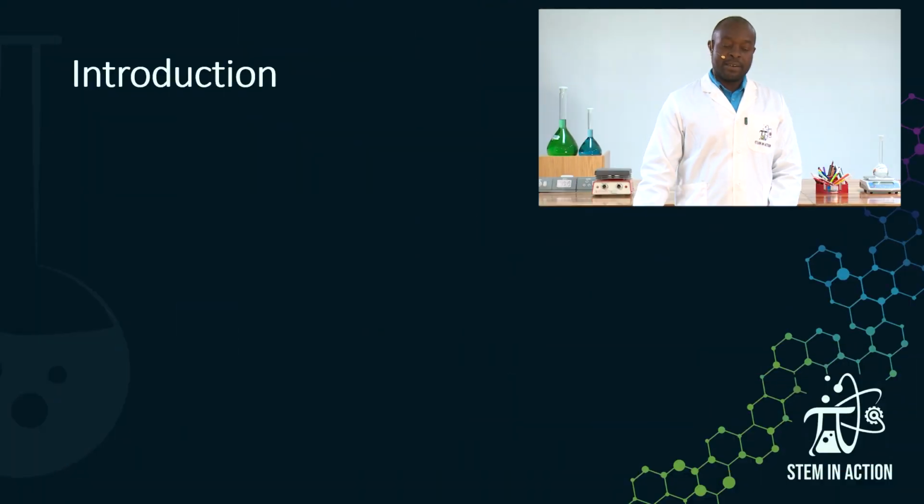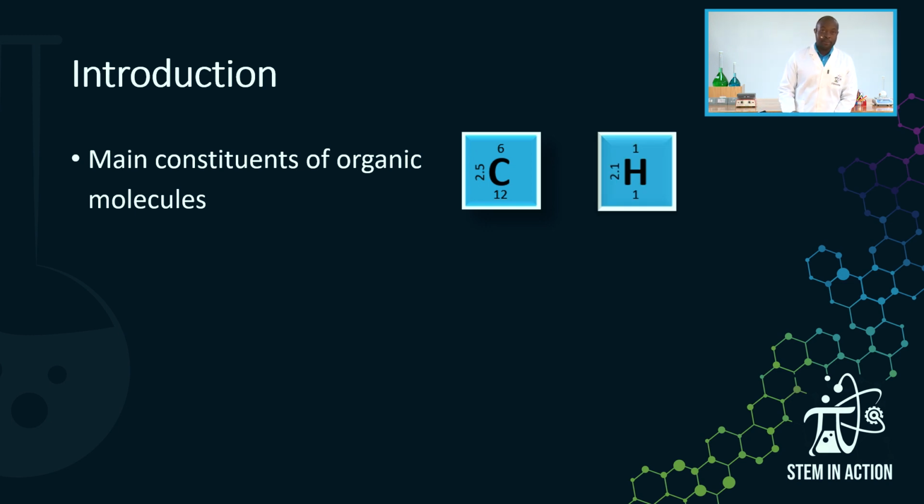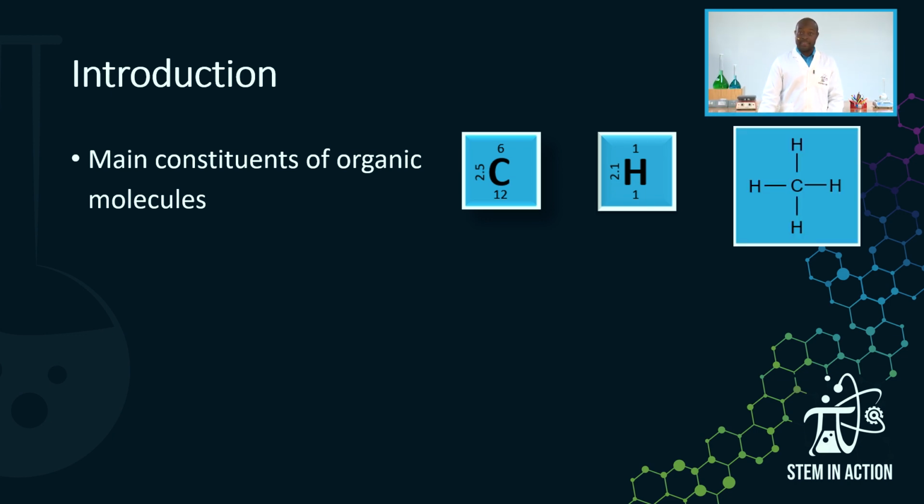So when you look at organic chemistry, the introduction, right? The main constituent elements of organic chemistry are carbon and hydrogen. But the most important element between the two is actually carbon. Most of the bonds that you get are going to be bonds between a carbon and a hydrogen. So you get compounds such as methane, and methane is actually one of the simplest organic molecules.